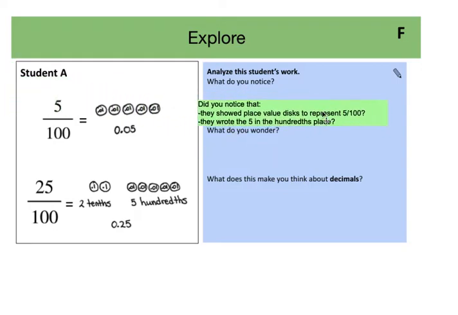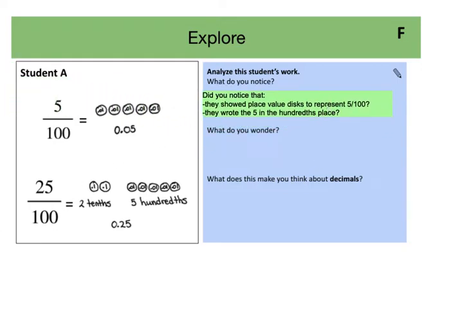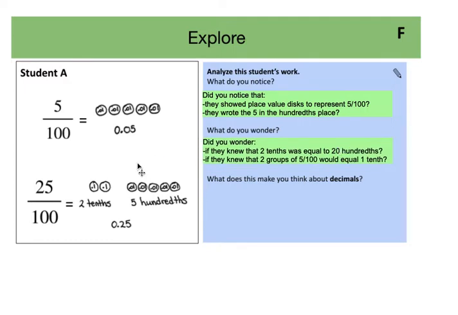So what did you notice? Did you notice that they showed place value disks to represent 5 hundredths, and they wrote the 5 in the hundredths place here in the decimal? What did you wonder? Did you wonder if they knew that 2/10ths was equivalent to 20 hundredths? What else did you wonder? Did you wonder if they knew that 2 groups of 5 hundredths would be equal to 1/10?